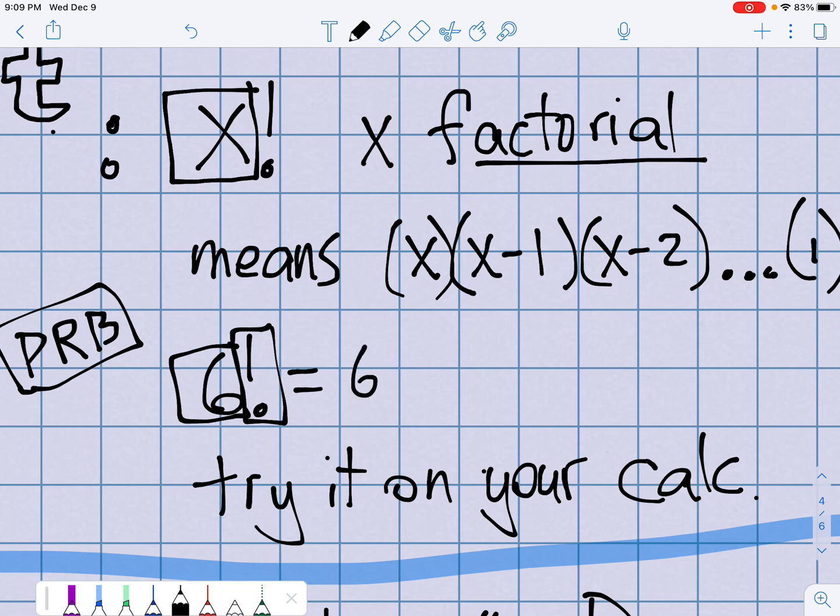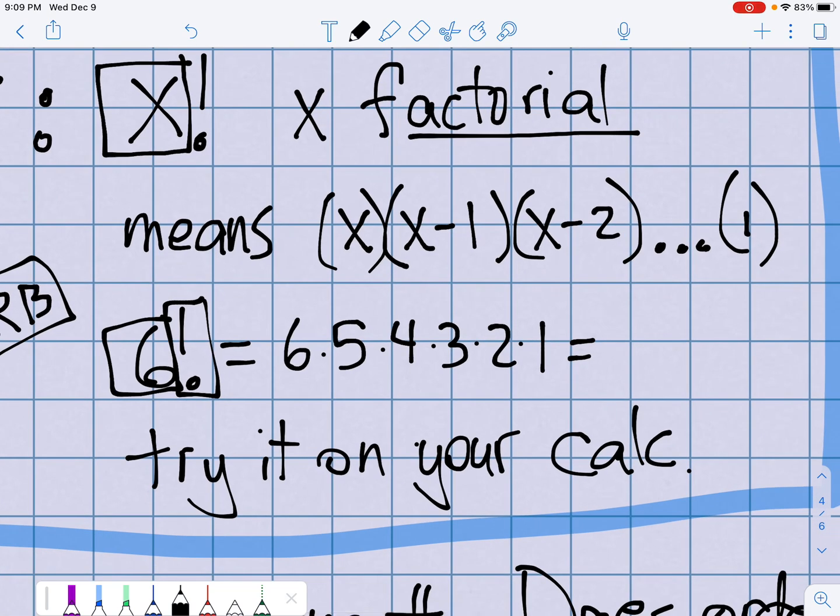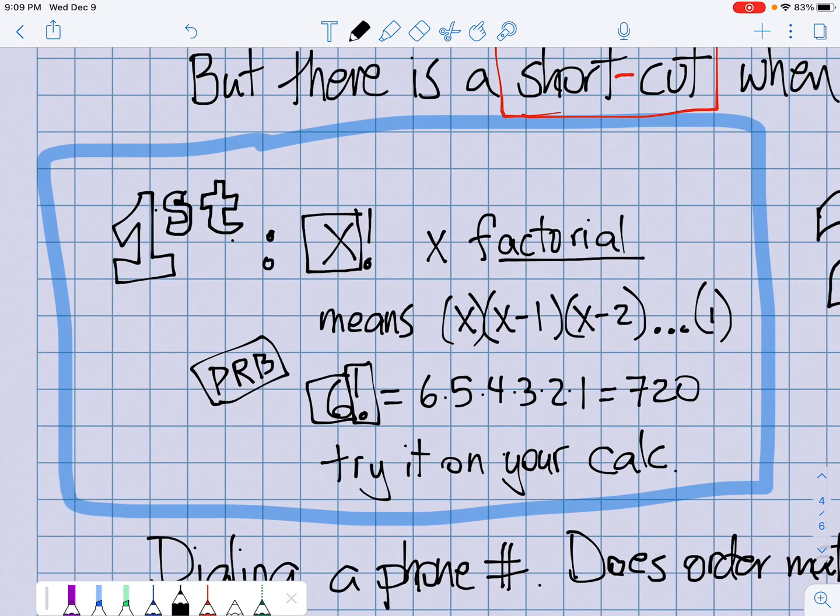6 factorial means 6 times 5 times 4 times 3 times 2 times 1, and it does it in one fell swoop, so you don't have to actually type those numbers in. You can type in 6 and 5 and 4 and 3 and 2 and 1, but if you have the key, it's a faster way to get 720. Try it on your calculator. Let me verify. I didn't check. Is that true? 6 factorial. Yes, 720.